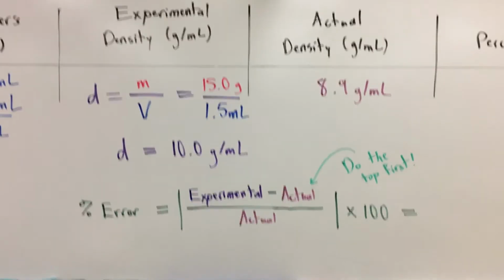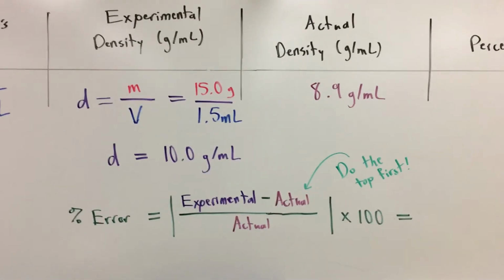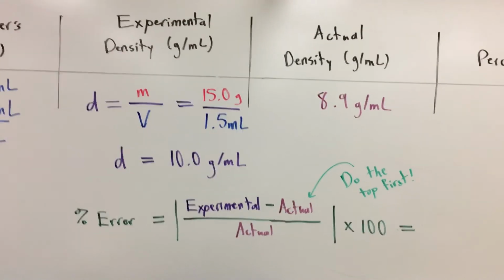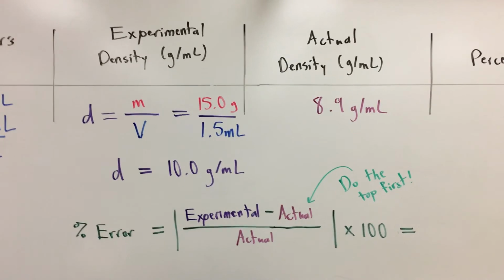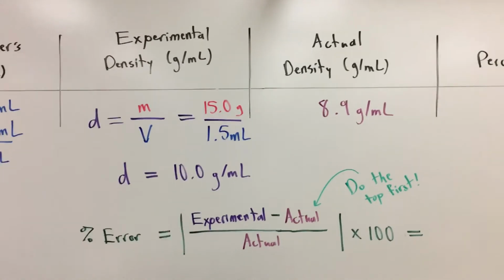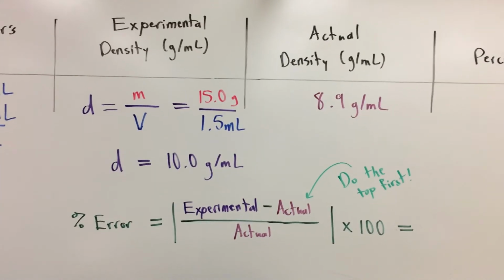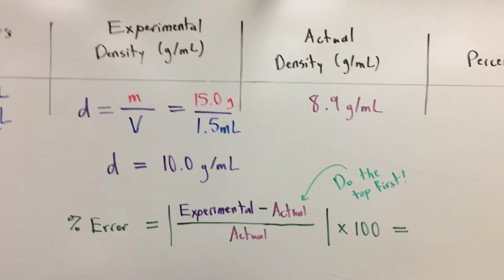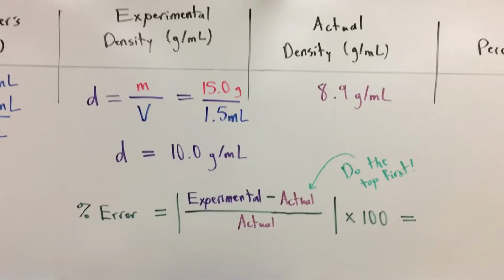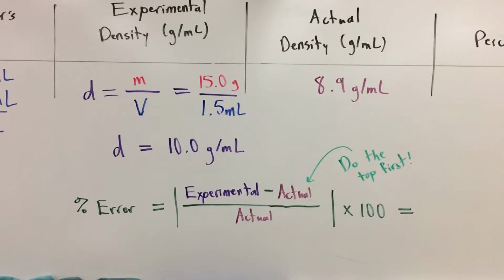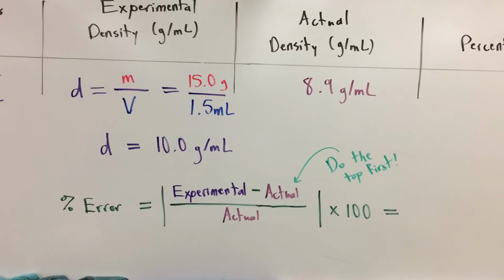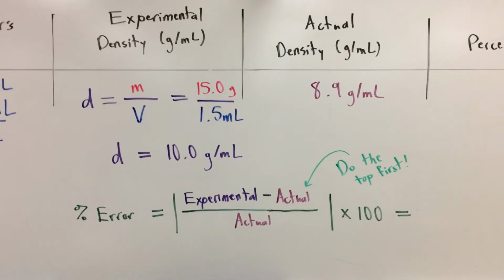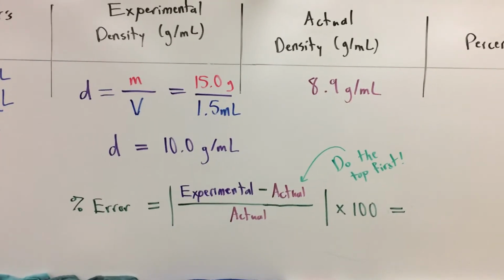Now, also, if you're using a fancy calculator, like a scientific calculator, and you type all this in at once, so you take 10 minus 8.9 divided by 8.9, your calculator is probably going to do order of operations for you and divide the 8.9 by 8.9 first before it does any subtraction, which is not what we want. We want the experimental and actual subtraction part to be its own separate step. So make sure you either use parentheses in your calculator or you do that top part first, get an answer, and then divide it. Once we multiply by 100, that changes us from a decimal to a percent, and that tells us how far off we were.